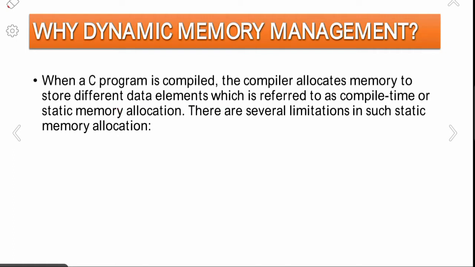When a program is compiled, the compiler will check for errors in the program, and then if there are no errors, it will allocate some memory for the program. In the allocated area, the compiler will store the program variables, in some area which is already allocated for the program. That is called compile time or static memory allocation.